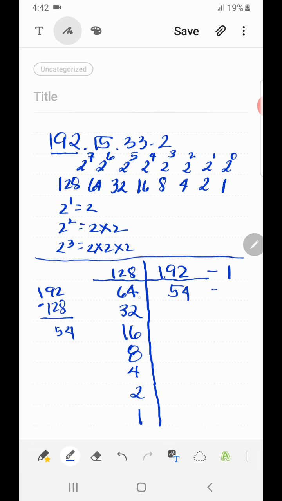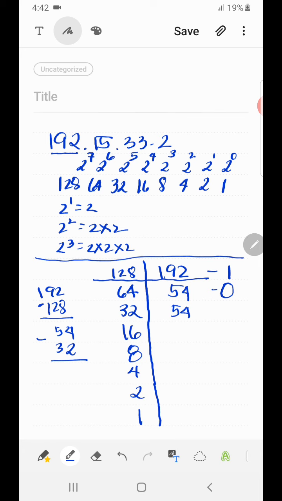Okay. Now, next, 64 is greater than 54. We cannot get a group of 64 from 54. Therefore, the binary digit for that would be 0. And since we didn't get a group, we need to bring 54 down to find if we can get a group of the next number. So here, we have 32. Since 54 is greater than 32, there is one group that we can form in there. So 54 minus 32.